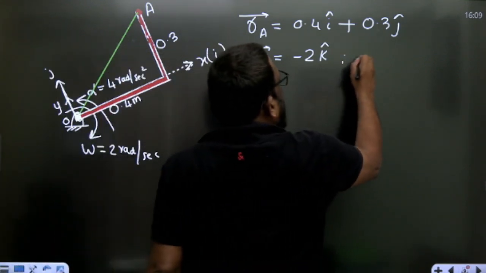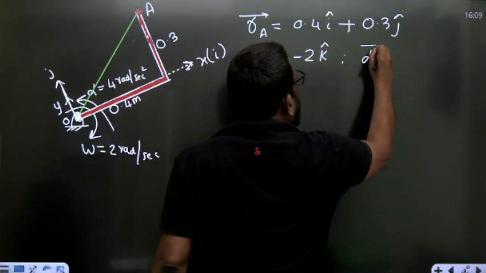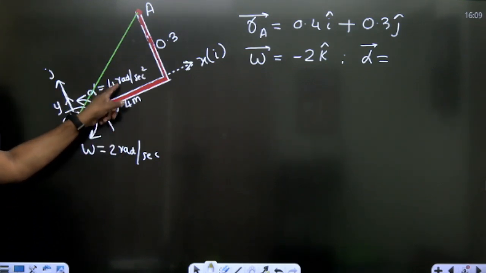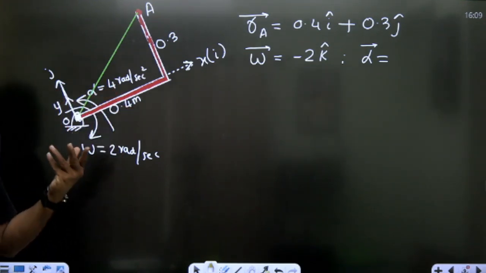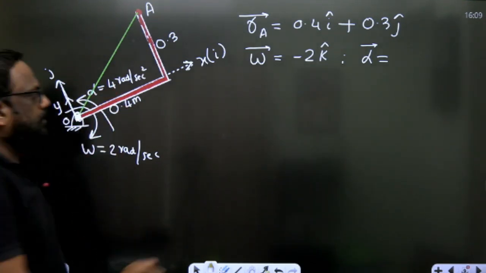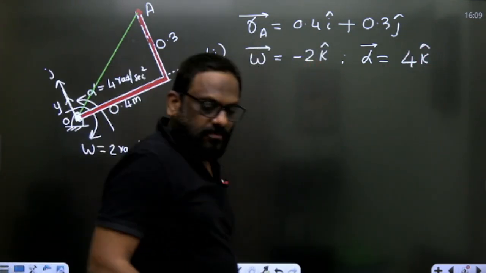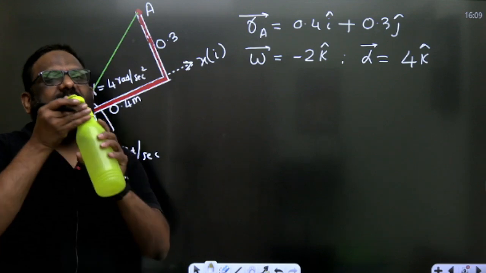Can you tell me what is alpha? Everyone knows this alpha is counterclockwise with a value of 4. Counterclockwise is positive, so therefore it is 4 k cap. Very good. Once you write this, the rest is mechanical procedure.